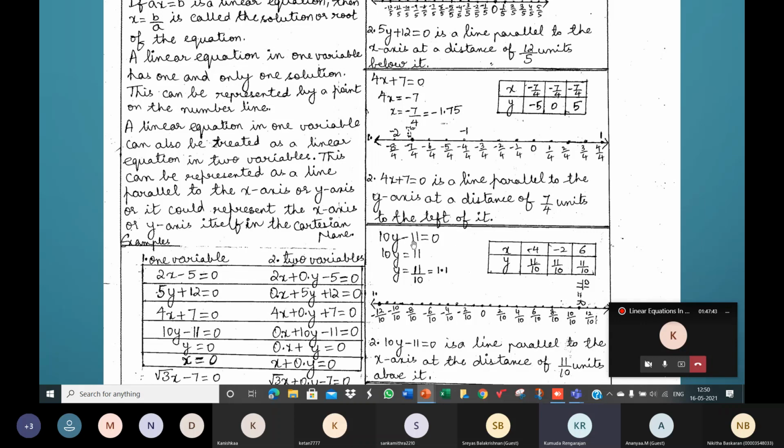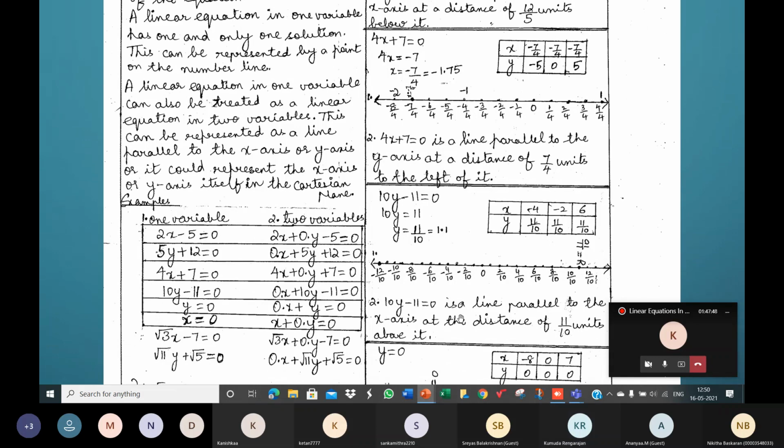Look at the next one: 10y minus 11 is equal to 0. Here it's 11/10. I have not written 1/10, but there is 1/10, then 2/10, 3/10, 4/10, 5/10, 6/10 like that. 10/10 is 1. Then this is 11/10 and 12/10 like that. So I took different denominators just to show how we mark off the points on the number line.